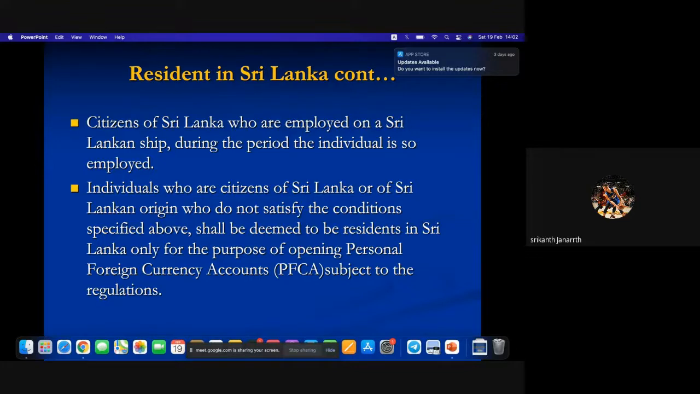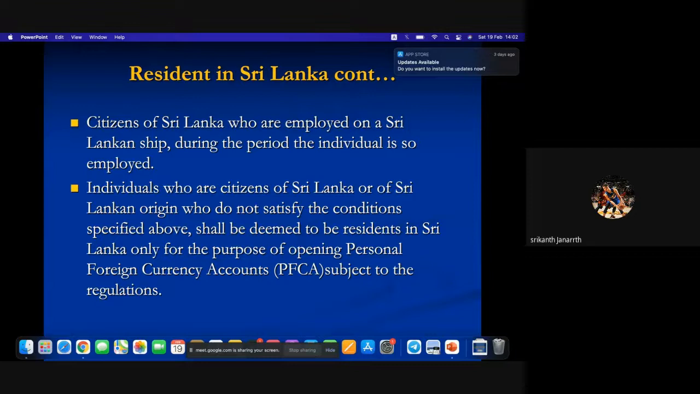For that purpose, the central bank said, okay, though he is a non-resident, for the opening of a personal foreign currency account, that particular person is treated as a resident, right? It is a deeming provision, only to consider him as a resident, only to open a PFC account, right? So though actually he is not a resident, he is a non-resident. So now you know who is resident, who is non-resident.